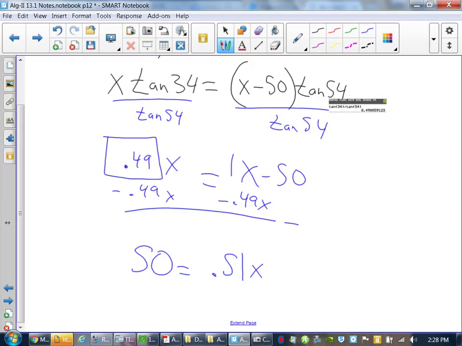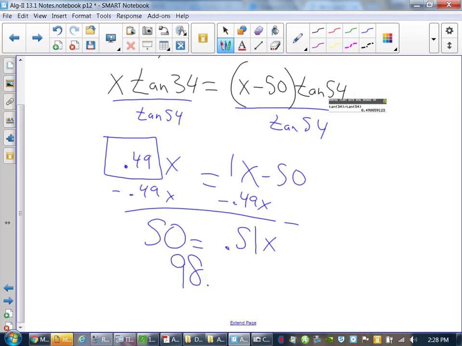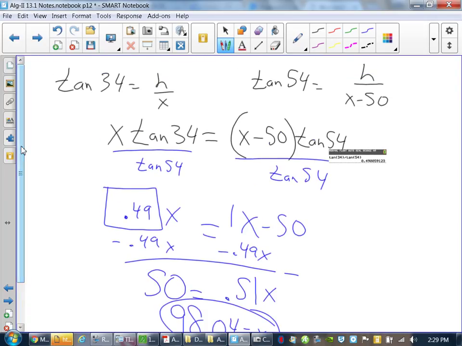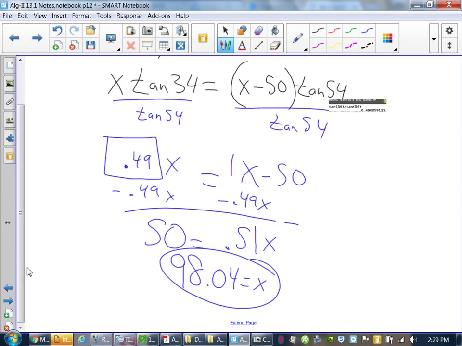So now all I have to do is take 50 and divide it by 0.51. What do you get? 98.4. All right, so I get 98 point what? 04. Now, is that the height of the tree or the horizontal run? That's the horizontal run. So if that's the horizontal run, then what do you have to do to figure out the height of the tree? Exactly. You now know one of the values of x to put back into the other.